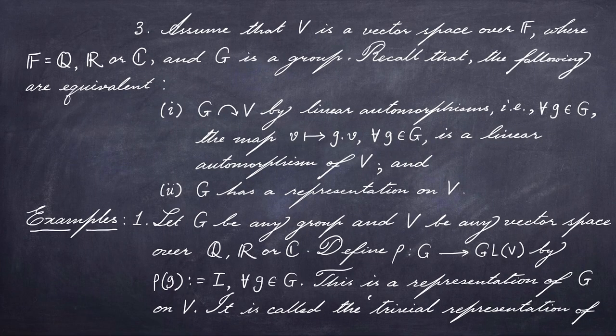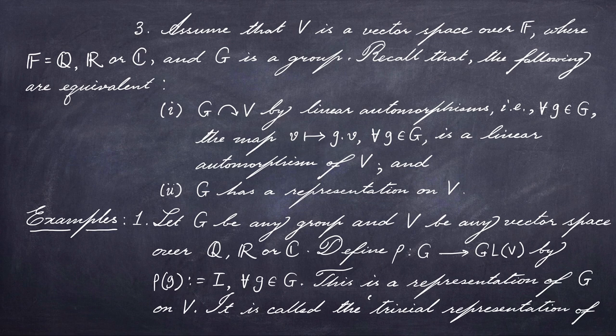Now let's come to the third situation of the phenomenon that I said we will study in this lecture. Here the situation is G acts on a vector space by linear automorphisms. So first let's observe that G acts on V by linear automorphisms. That is exactly the same as saying G has a representation on V.